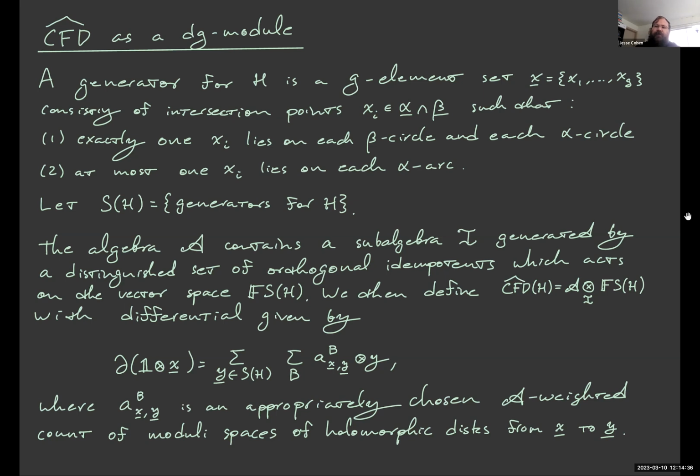And if we let S of H be the set of generators, the algebra A contains a subalgebra I generated by a distinguished set of orthogonal idempotents acting on the vector space generated by S of H. And the way it does so is these idempotents correspond in a nice way to the matchings given by the pointed matched circle. And for CFD hat, the idempotent corresponding to a generator is the one that corresponds to the matchings, the arcs in the matching that X does not sit on.